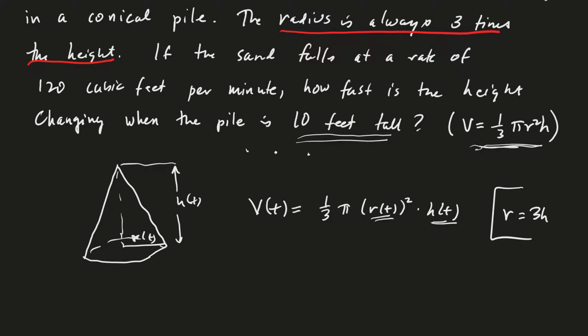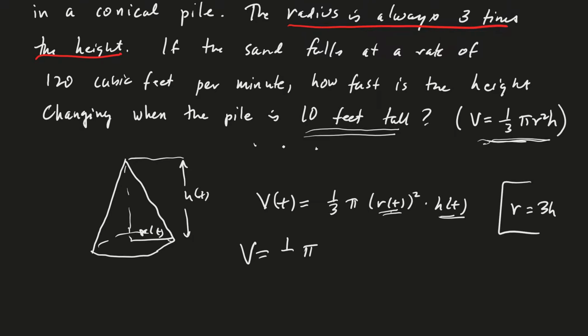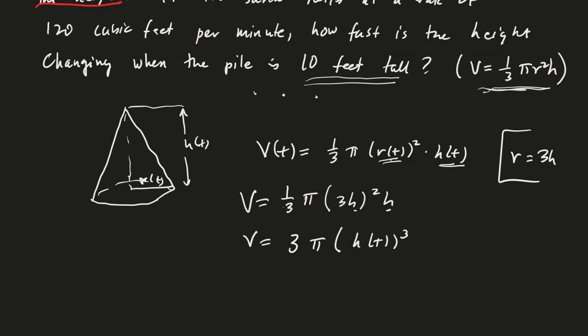and so I can replace my r by 3h, and my volume, I'm going to suppress the time dependence for a second, is going to be 1/3 pi times 3h squared times h. Let me take out the 9 here. 9 divided by 3 is 3 pi. Then I'll have an h squared and an h, so that'll be an h cubed. Good.